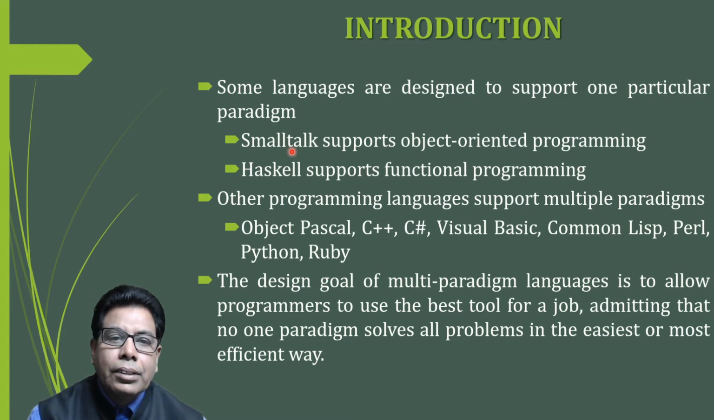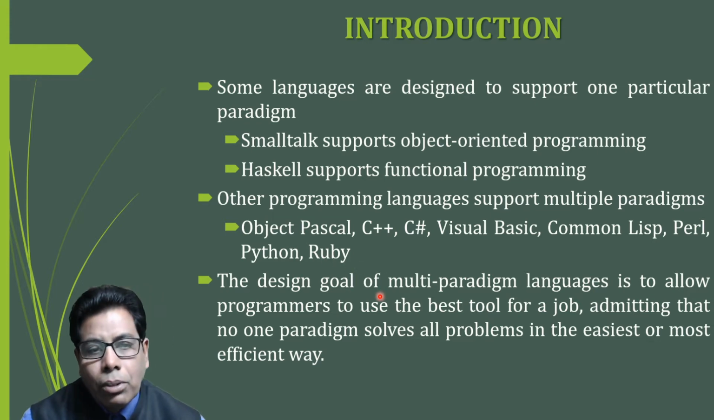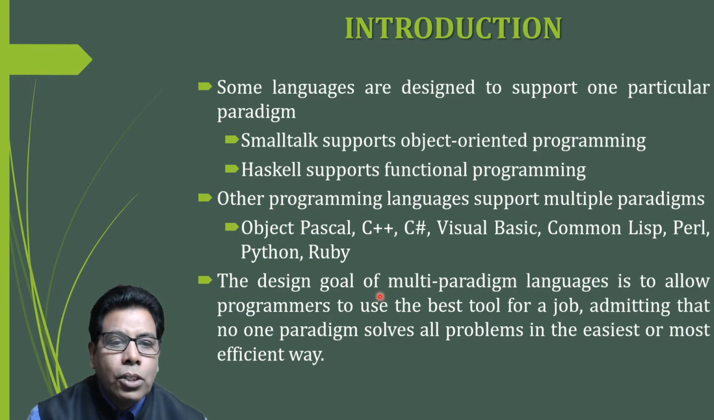Then other languages will support multiple paradigms. Say Object Pascal, then C++, C#, that is the .NET platform language, then Visual Basic, Common Lisp, Perl, Python, Ruby. So every language will have certain functionality, and accordingly the programming has to be done. Then the design goal of a multi-paradigm language is to allow programmers to use the best tool for a job, admitting that no one paradigm solves all problems in the easiest or most efficient way.